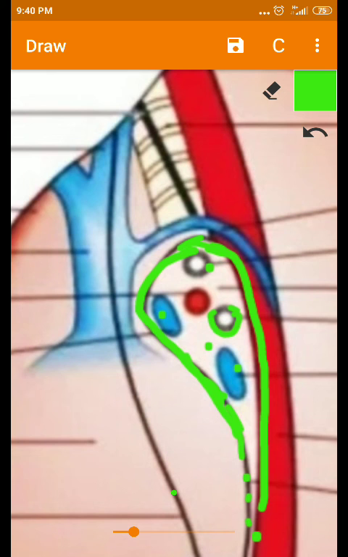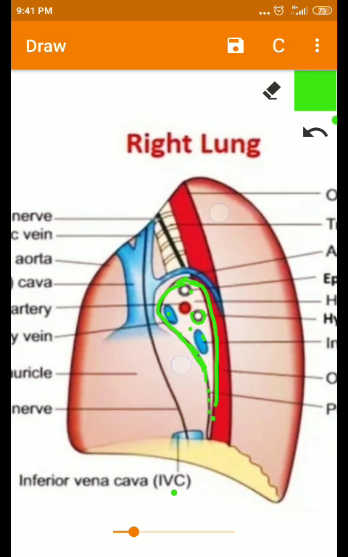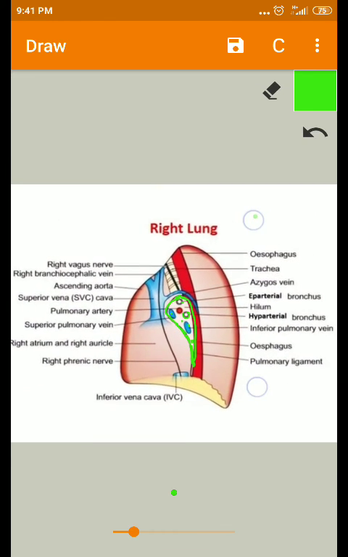Normally, from the topmost you have the epiarterial bronchus, pulmonary artery, hypoarterial bronchus and inferior pulmonary vein. Anteriorly, the superior pulmonary vein is present. Inside this, some areolar tissues are present in the pulmonary ligament. Some lymphatics are also related to this area, like the bronchopulmonary lymph nodes. This is all about the structures related to the mediastinal surface of the right lung.